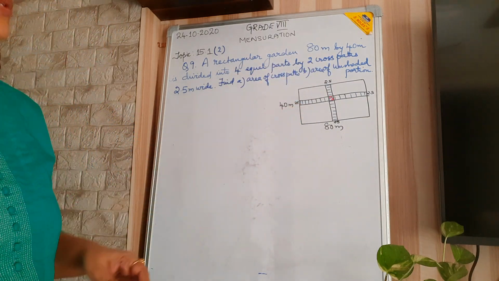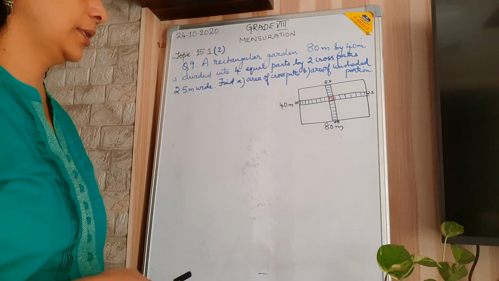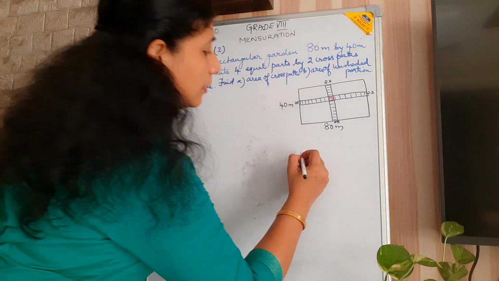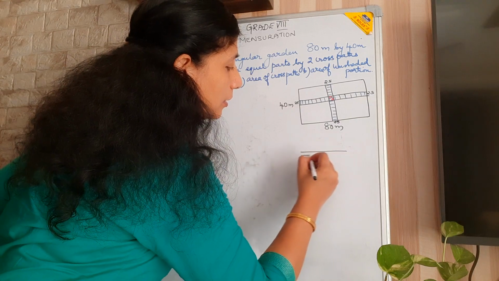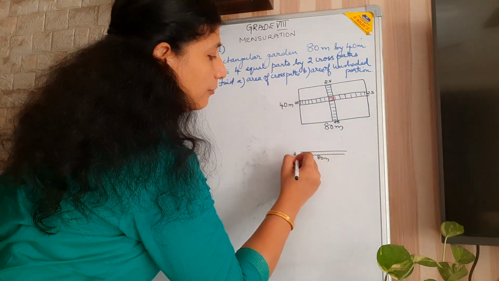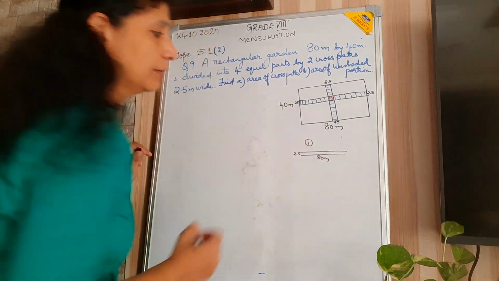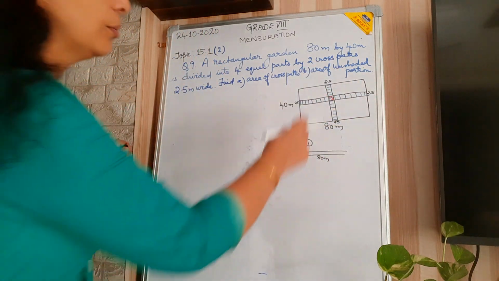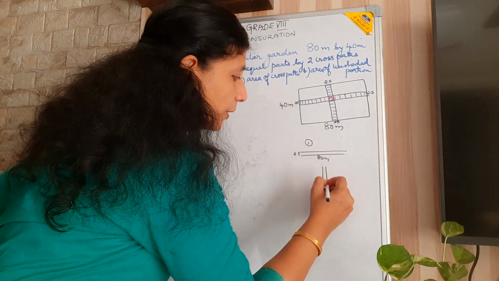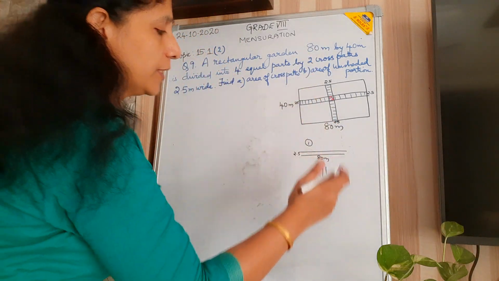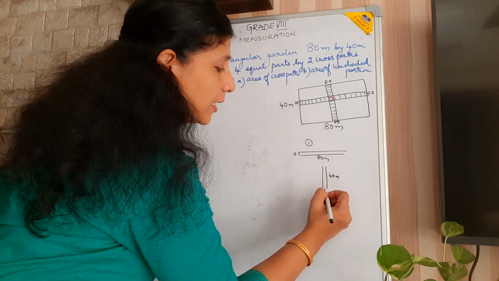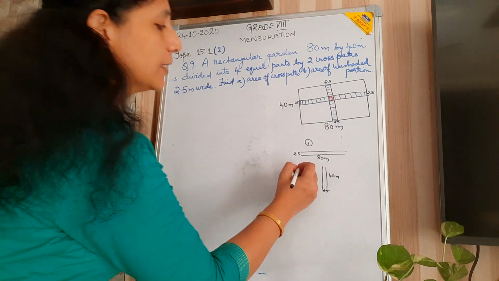So for the area of cross paths, last year you have seen, you can see 3 parts. One along the length, this is 80 meter and this is 2.5. This is the first one, this road. Now I am talking about the second road, which is along the breadth. The breadth is 40 meter, and it is again 2.5. This is the second one.